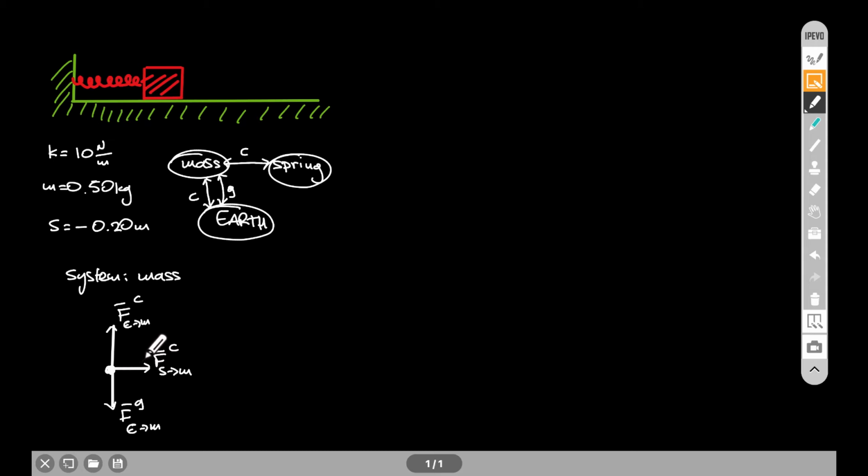Now, I don't need to move forward with Newton's second law here, so I'm going to stop. But at least if you need Newton's second law in your problem, this is how you will be doing it. You will be choosing the system to be just the mass, and then you're going to use the system schema to do the force diagram.